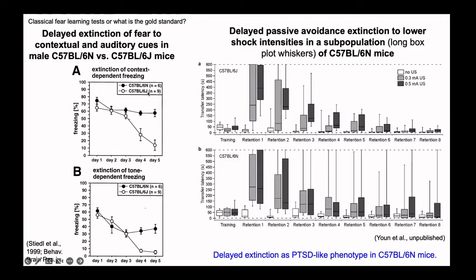We did a study subsequently, and it is still not published, on 6Ns in the passive avoidance task compared to 6Js, and we can see that a subpopulation of 6Ns also do not show extinction. However, extinction tests in passive avoidance are hardly explored.